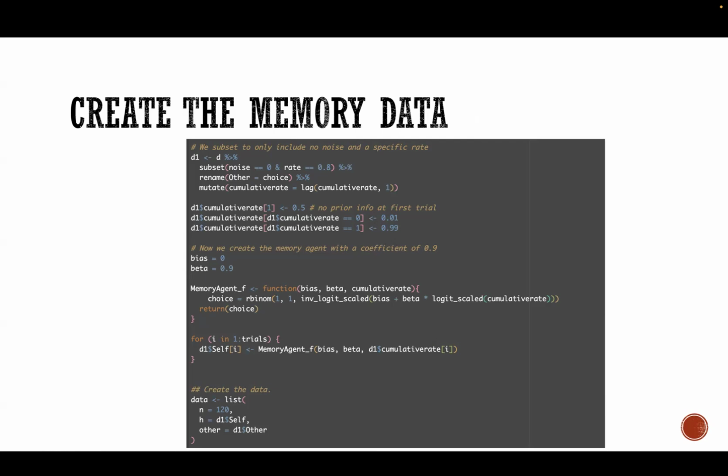And then we have the memory agent, which has three parameters, the bias, the beta, and the cumulative rate, and makes a choice, one trial at a time, according to the inverse logit of bias plus beta times logit-scaled cumulative rate. It's the same function, the same equation as before. And then we run a loop that says, given each single trial, calculate the choice of the agent.